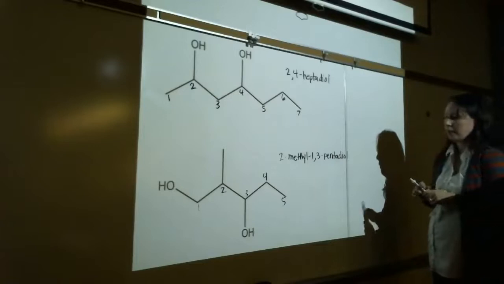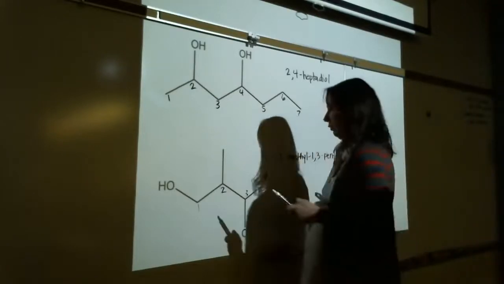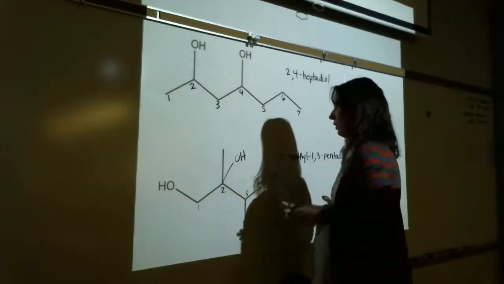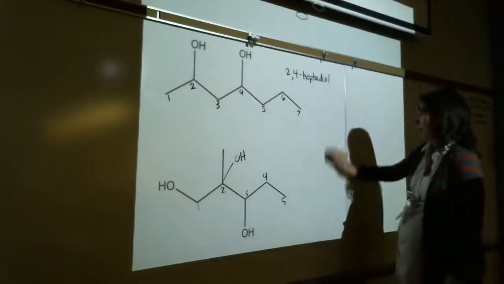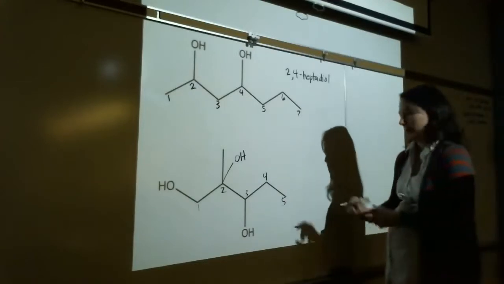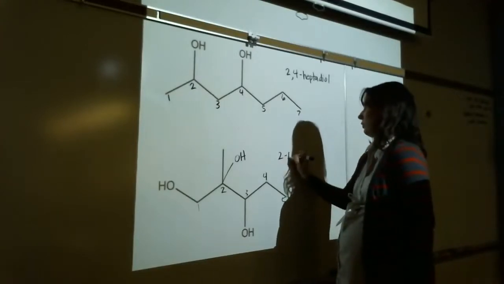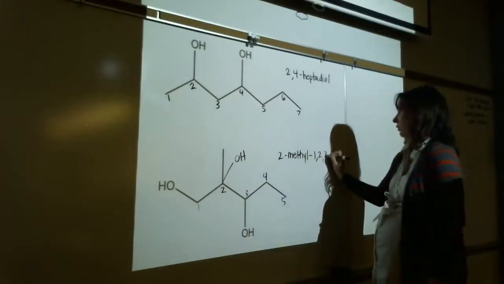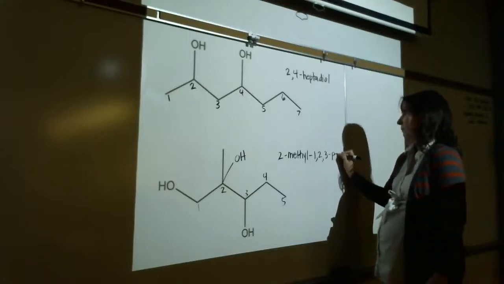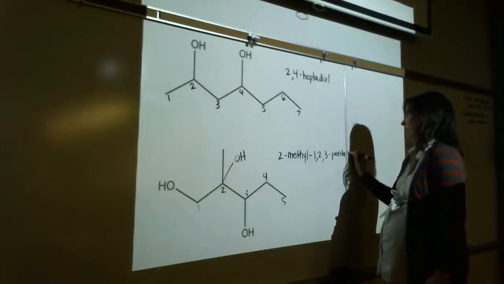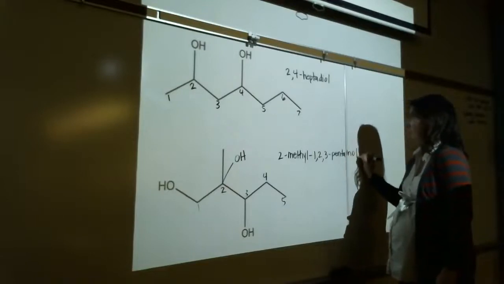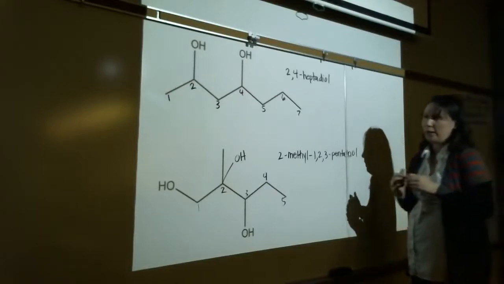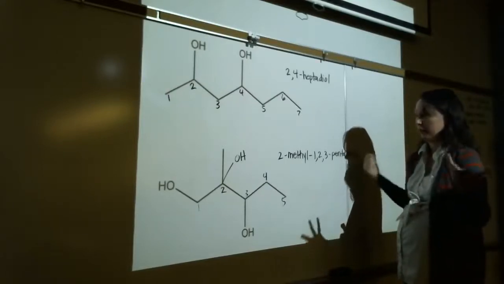Good. And just for fun, so I don't have to make another problem up, let's pretend that there was another OH right here. What would the name be now? It'd still be 2-methyl, 1, 2, 3, triol. Pentanetriol. Tri if there are 3. So diols and triols in terms of their nomenclature are going to be very, very similar.